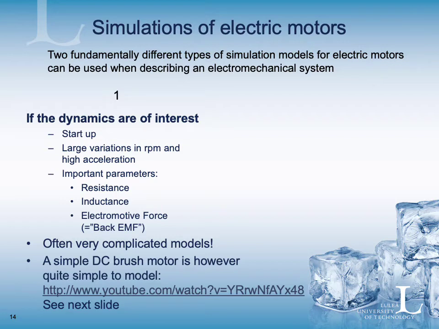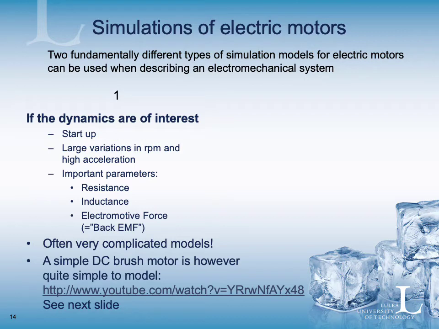If you want to do simulations of electric motors, there are two fundamentally different types of simulation that you can do when you want to use them in a simulation model to describe an electromechanical system. I call them 1 and 2 in this case. Simulation type 1 is if you are really interested in the dynamics of this motor, for instance, a startup sequence. We want to see how many seconds it takes to start to rotate.